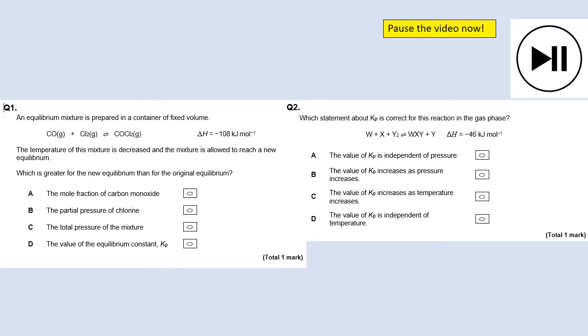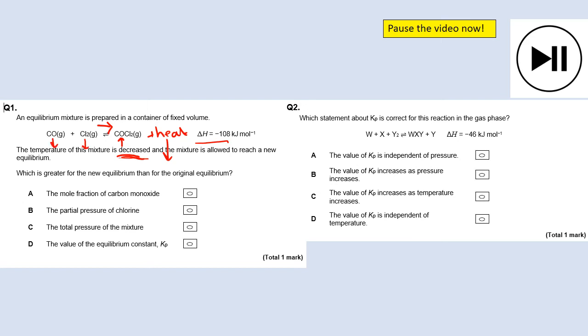Question 1 then, equilibrium mixture is prepared. There we go, we've got a delta H, so the forwards reaction is exothermic. And the temperature of the mixture is decreased and the mixture is allowed to reach equilibrium. So if we decrease the temperature then, let's try and get a head start and see which way equilibrium is going to go. If we decrease the temperature, equilibrium will shift to the right and therefore this will increase and these two will decrease.